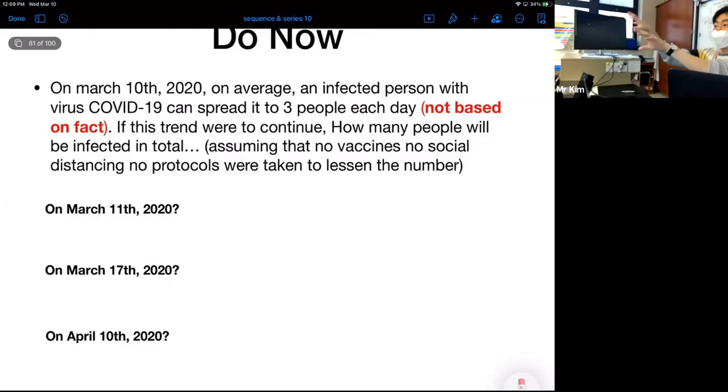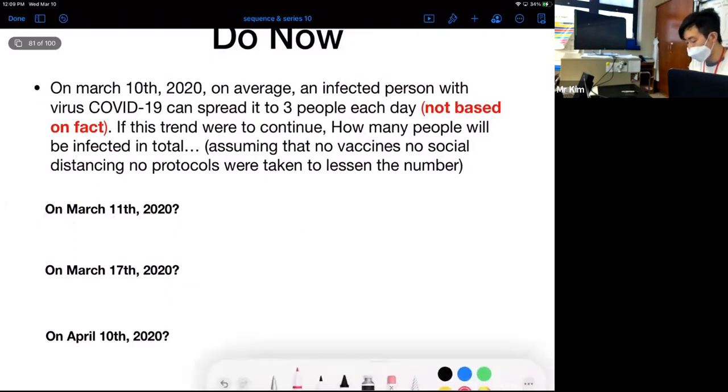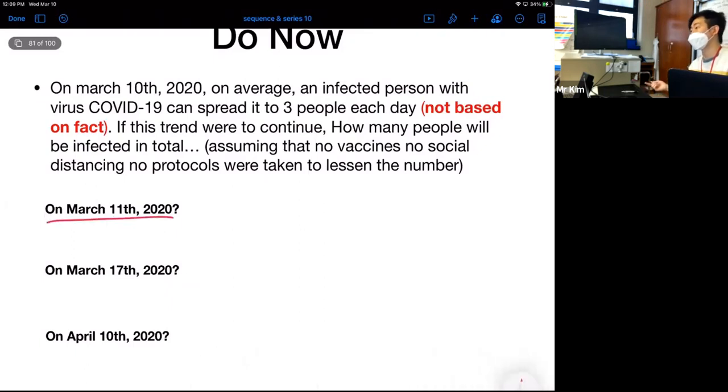Okay, and those 3 will spread it to other 3 of their own, and then 3s more, and so on and so on and so on. So the question is, how many people are infected in total on March 11, 2020? Well, that's the very next day. March 17th, which is a week after that, and April 10th, which is a month from that time. Remember, we're talking about how many people are going to be infected in total.